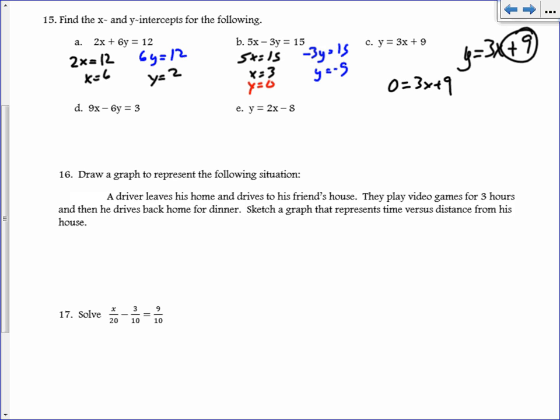When I take this equation right here and I make y 0, guys, that's not the math. Making y 0 is just plugging a 0 in for y. The math is you solving this equation right here. So x equals negative 3. So (negative 3, 0) is the x-intercept. (0, 9) is the y-intercept.